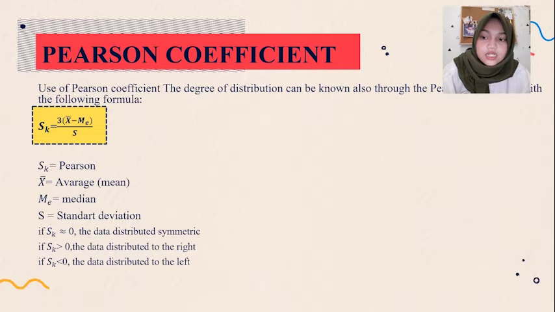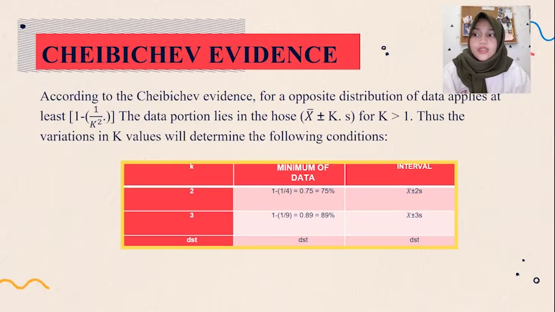If the Pearson coefficient is more than 0, it means the data is distributed to the right. If the answer is less than 0, it means the data is distributed to the left. We can also use Chebyshev's theorem. According to Chebyshev's theorem, for any distribution of data, at least 1 minus 1 over k squared of the data lies within the mean plus or minus k standard deviations, for k more than 1. Thus, the variation in the k value will determine the following condition.